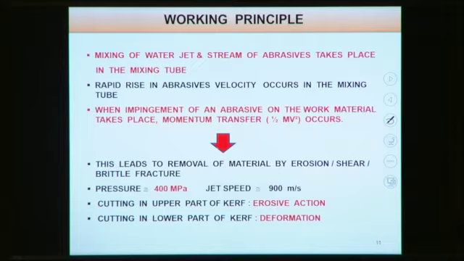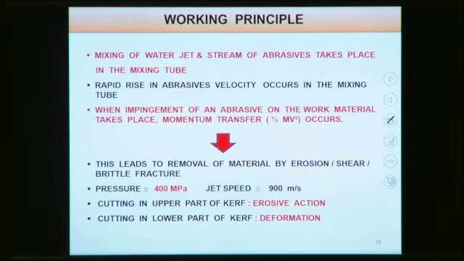At this high velocity, when the water jet comes through the nozzle, the abrasives are fed at the side of the nozzle. These abrasives are sucked in by this high velocity water jet, and inside the nozzle there is a mixing chamber. The abrasive and water jet mix there. After mixing, the abrasive water jet comes through the nozzle, and while coming through, its velocity is around 800 to 900 meters per second.